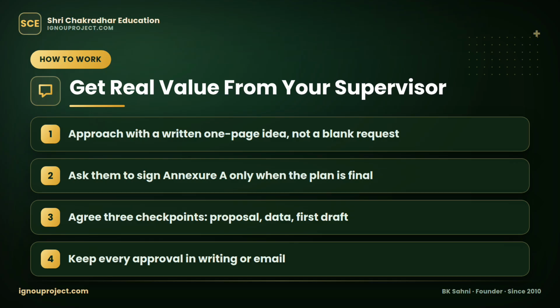Then use the relationship properly. Approach with a written 1-page idea rather than a blank request for a topic. Ask them to sign the Annexure A proforma only when the plan is genuinely final, since the title freezes at that moment. Agree 3 checkpoints in advance, at proposal, at data collection, and at first draft. And keep every approval in writing or email.